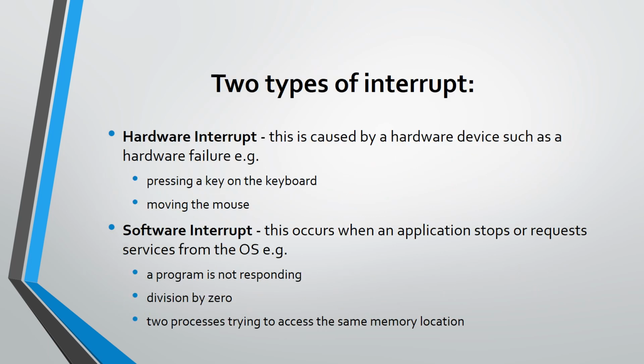There are two types of interrupts: hardware interrupts and software interrupts. Hardware interrupts are caused by a hardware device, such as a hardware failure, pressing a key on the keyboard, or moving the mouse. Software interrupts are caused when an application stops or requests services from the operating system. For example, a program is not responding, a number is divided by zero, or two processes try to access the same memory location. Then the software interrupt will be called.